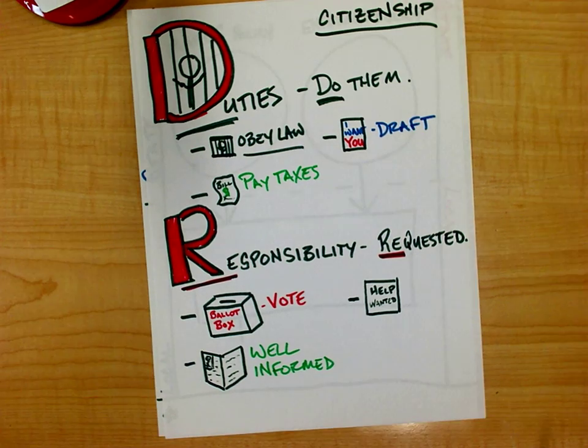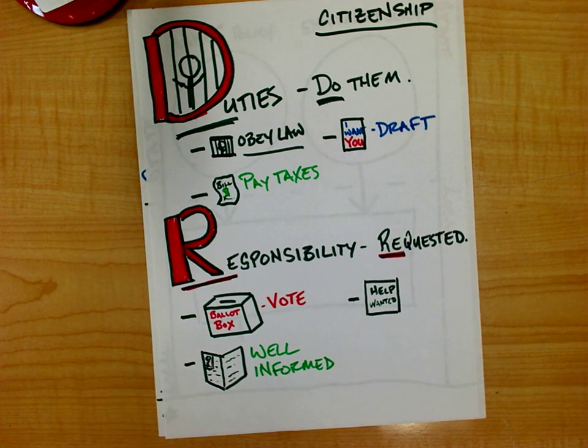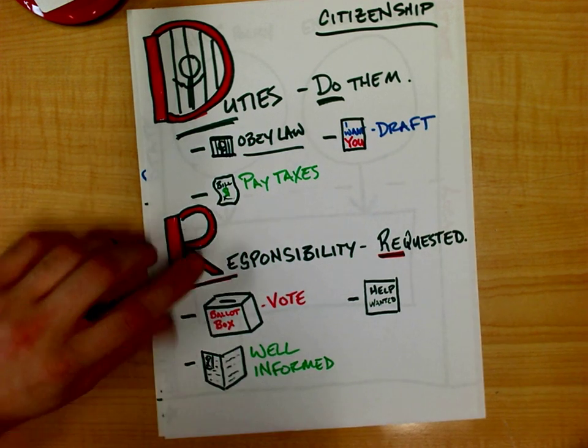If you vote without being informed, essentially you're just taking a guess, and you don't want to do that. So in order to vote, you have to be well informed. Now naturally, they're not going to throw you in jail if you don't read the newspaper, so that is a responsibility.